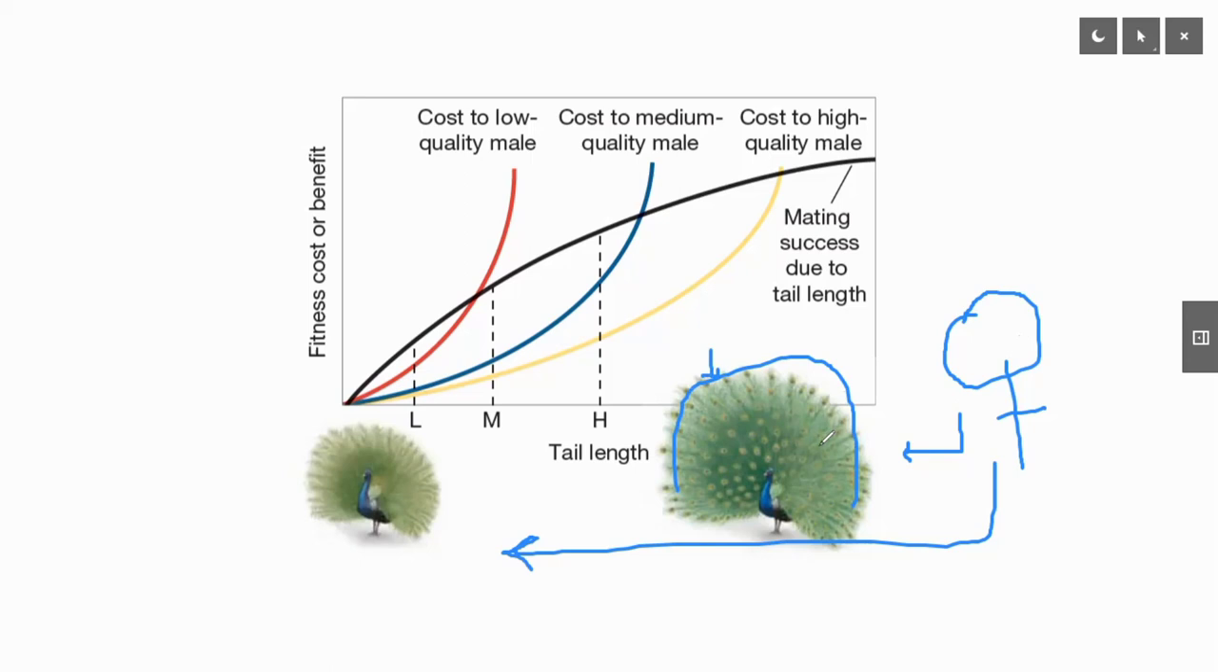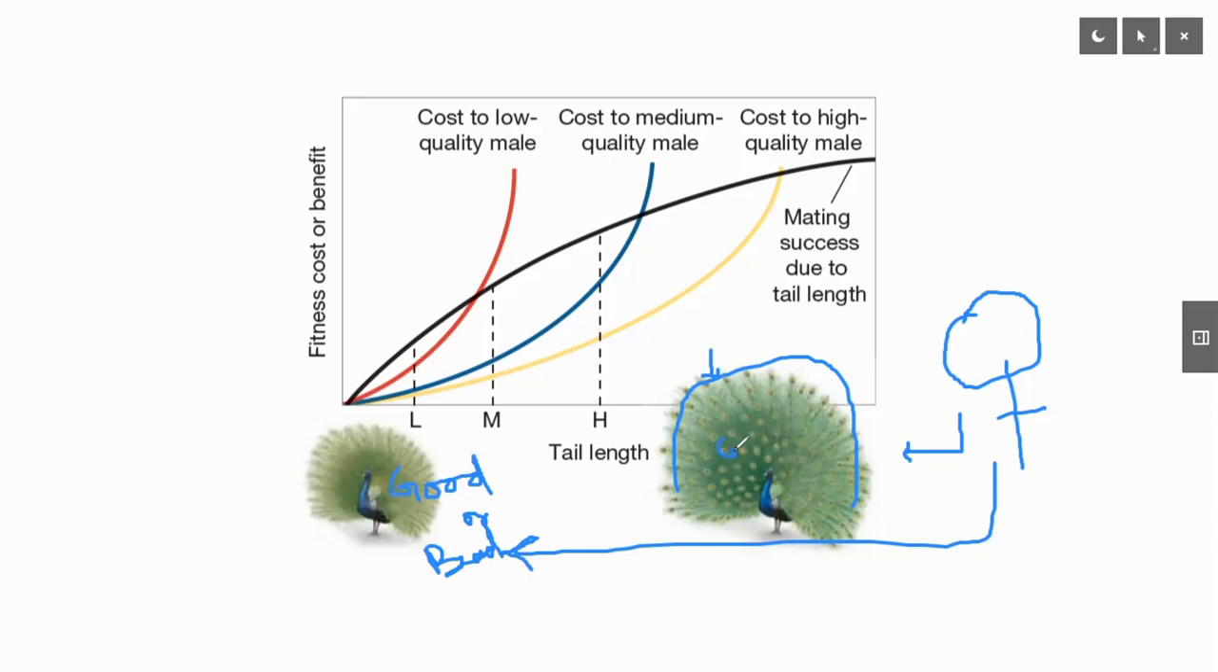Okay, and the important thing about the handicap principle is that these males do not just write something over their body saying that I am healthy, I have good genes. These two males do not write on their body that I'm good, or I'm bad, and things like these.